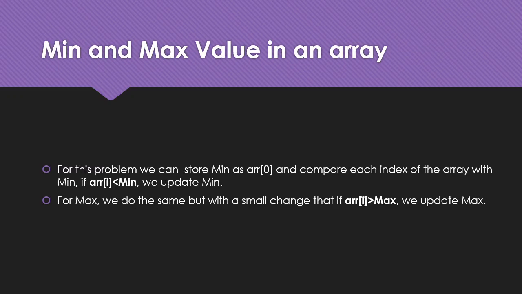Our next problem will be to find the minimum and maximum value in an array. For example, to find the minimum value, we set the minimum variable equal to the array's 0th index. Then, as we traverse through the whole array, we use an if statement to check if the array's ith index is less than the minimum or greater than the maximum.